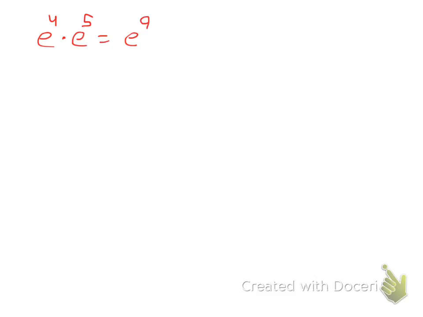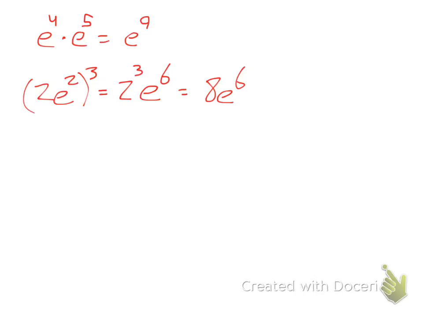So now you've got 2e squared, to the 3rd power. What would that equal? You would end up with 2 to the 3rd, e to the 6th, or 8e to the 6th. Okay? So all of the exponent rules still apply here.